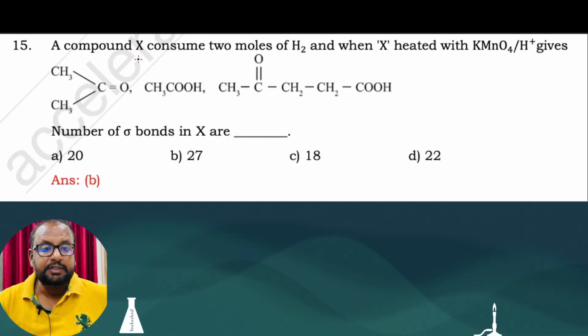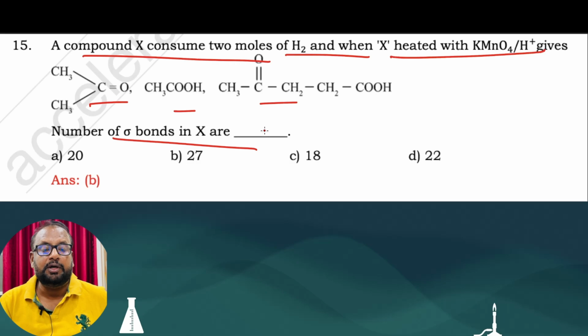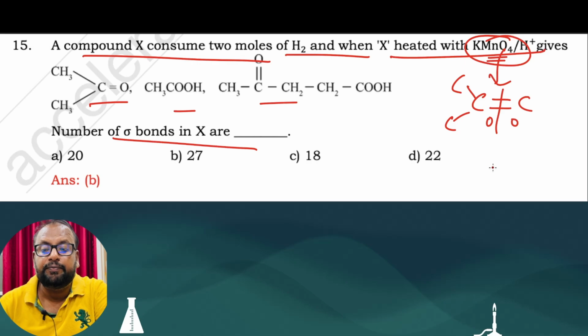Next, the 15th question is an important one, and an easier one. A compound X consumes 2 moles of H2 when X is heated with KMnO4. The following 3 compounds are possible. So the number of sigma bonds in the compound is how many? KMnO4 is an oxidation reaction. We know that. When carbon is connected with a double bond without any hydrogen, it is going to convert into a ketone by KMnO4. If one of them has hydrogen, it is going to convert into a carboxylic acid.